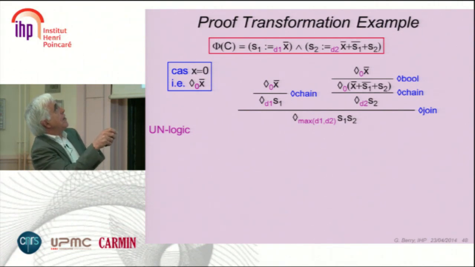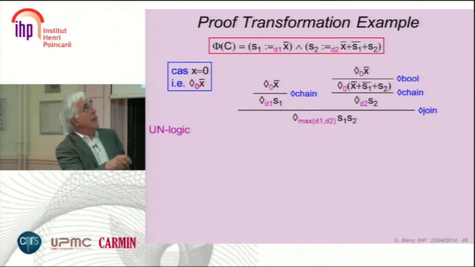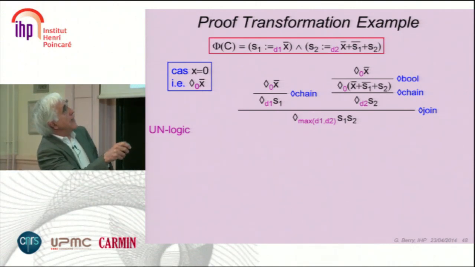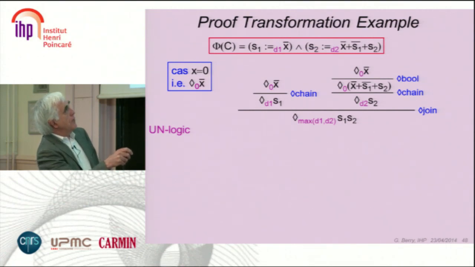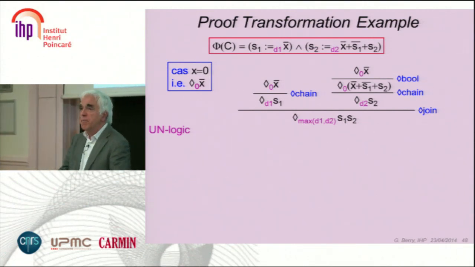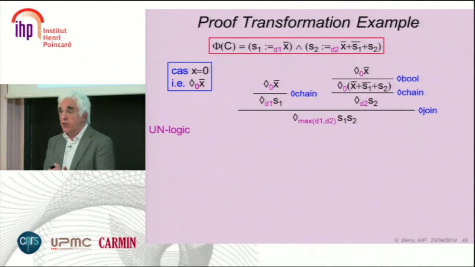Because of this chain rule, you know that S1 is true after D1. Here, because x bar is true, by weakening you know that x bar plus S1 plus S2 is true. And then by the chain rule, you know that S2 becomes true after D2. And then by join rule, you know that S1, S2 becomes true after max D1, D2. This is simply a temporal simulation of the circuit. Okay?